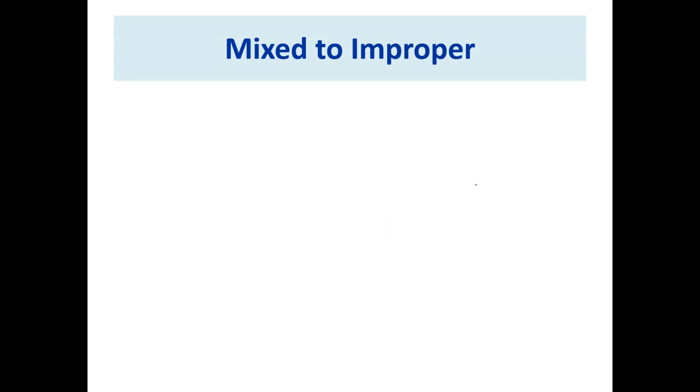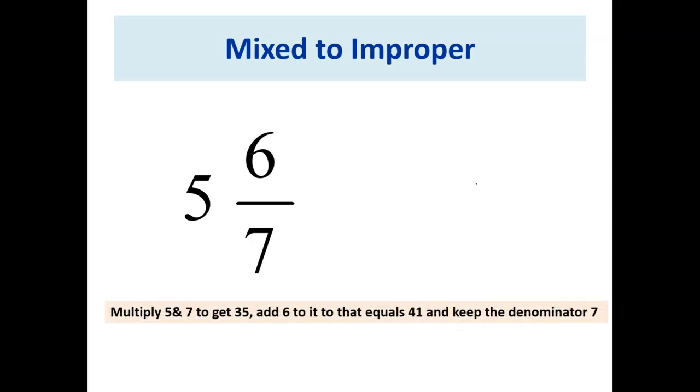Let's change mixed to improper. Here's the example, 5 and 6/7. I'll write down the steps at the bottom so it's easy for you to follow. First, you want to multiply 5 and 7 to get 35. And then you will add 6 to the 35, which equals 41. 41 will become your numerator, and you're going to keep the denominator 7 as is. So the mixed number changed to improper will equal 41/7.